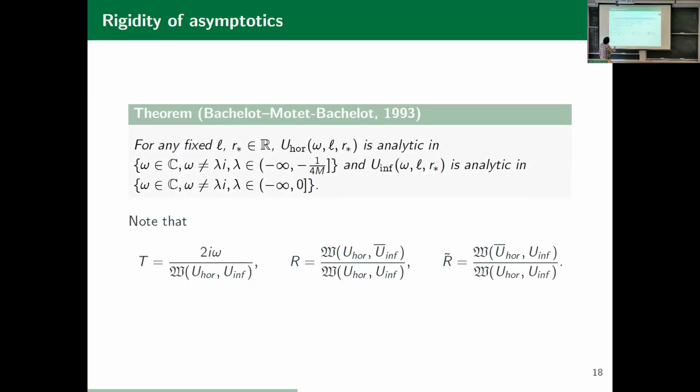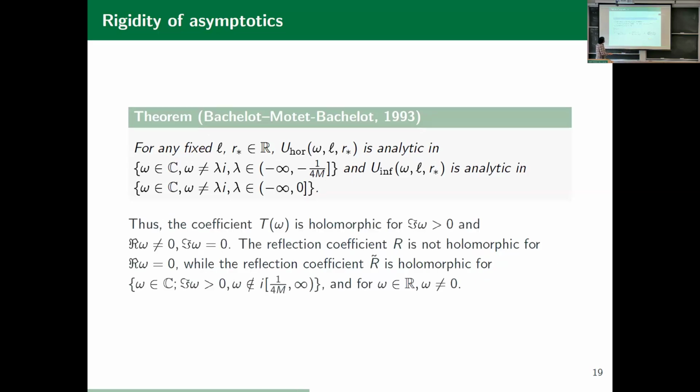So T is 2i omega over the Wronskian of U horizon, U infinity, and so is T tilde. That happens to be the case on Schwarzschild, but on Kerr, that's not the case. And then we have 2 reflection coefficients, one associated with the horizon, one associated with infinity. So R is the Wronskian of U horizon, U infinity bar divided by the Wronskian of U horizon, U infinity. R tilde is the Wronskian of U horizon bar and U infinity divided by the Wronskian of U horizon, U infinity. So that will be reflected in their analyticity properties.